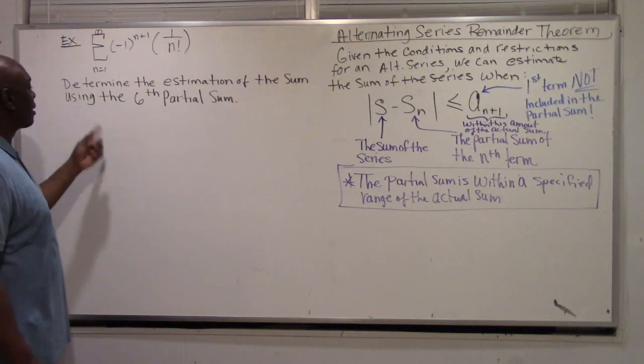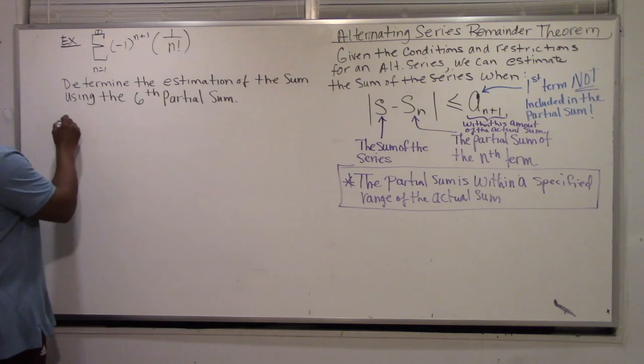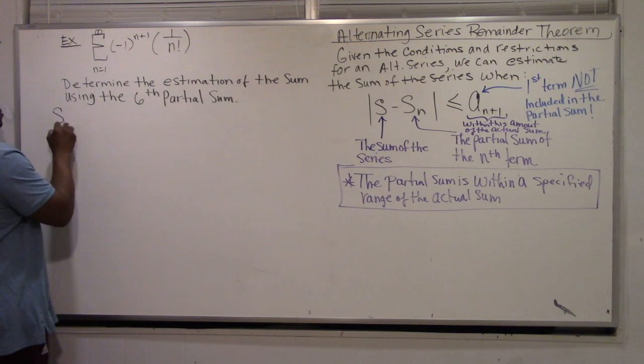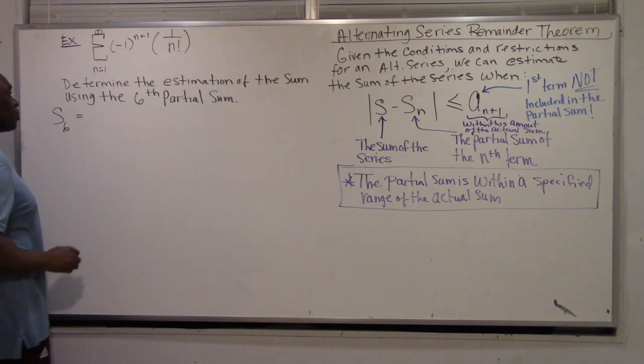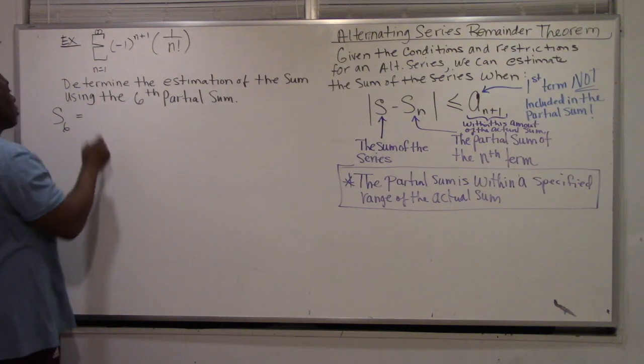So first, let's determine what the 6 partial sums are. All right? So S6 equals, well, here we go. If you plug in 1, you're going to get 1.